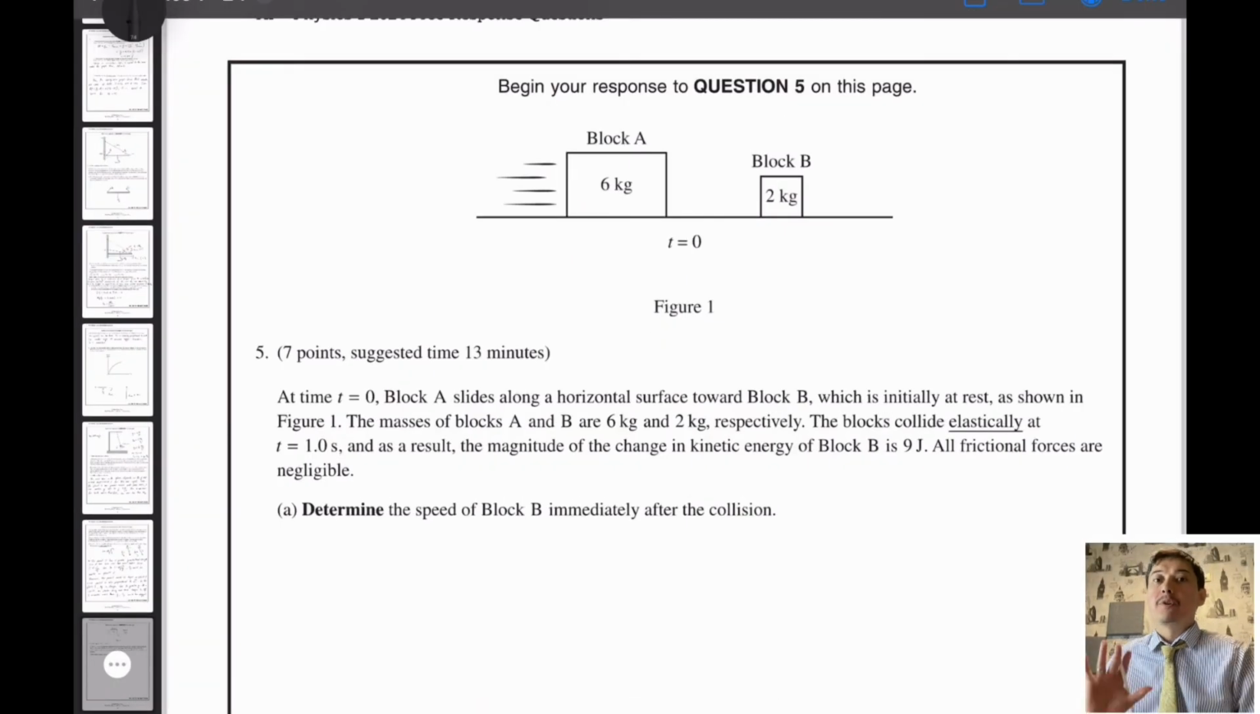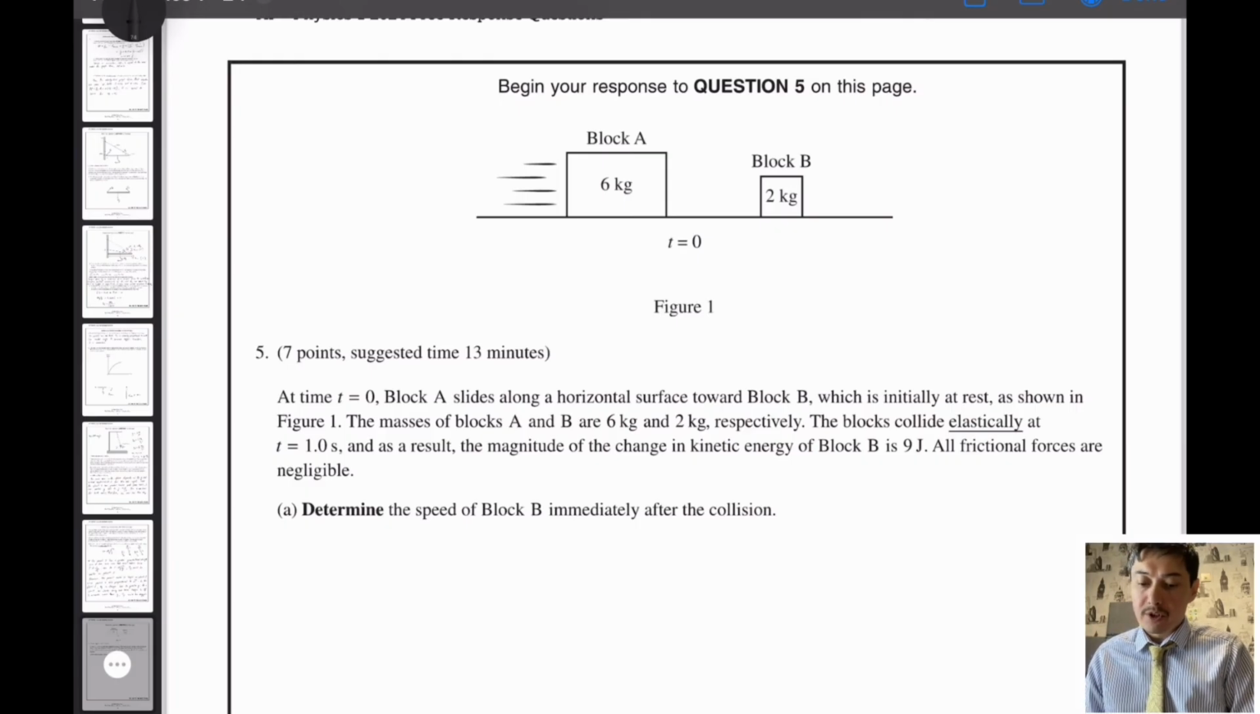Alright, free response question number 5, the last problem. From the figure we can see it is about collision, so momentum and energy concepts are involved. Here is the problem statement. At time t equals 0, block A slides along a horizontal surface toward block B, which is initially at rest, as shown in figure 1. The masses of blocks A and B are 6 kg and 2 kg respectively, as shown. The blocks collide elastically at time t equals 1 second, and as a result, the magnitude of the change in kinetic energy of block B is 9 joules.